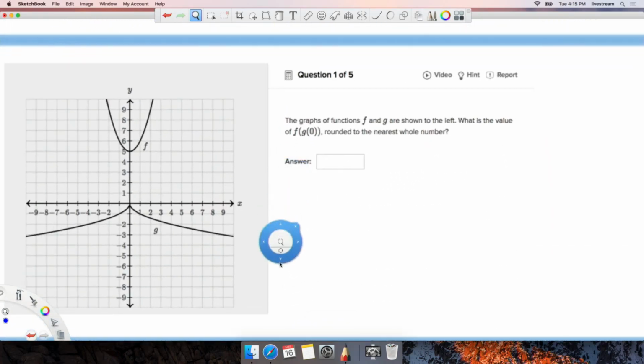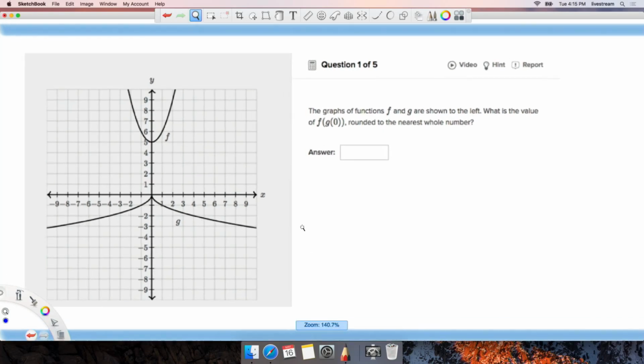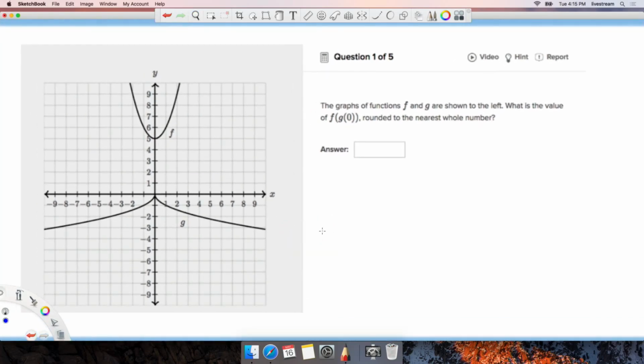Okay, so I'll zoom in a little bit more, make sure everyone can see. The graphs of the functions f and g are shown to the left. What is the value of f of g of 0 rounded to the nearest whole number? I look at this graph, and I've got f and g and all of their corresponding values. The steps I want to take are to solve for the inside and then the outside. So I want to solve for g of 0 first, and then f of g of 0.